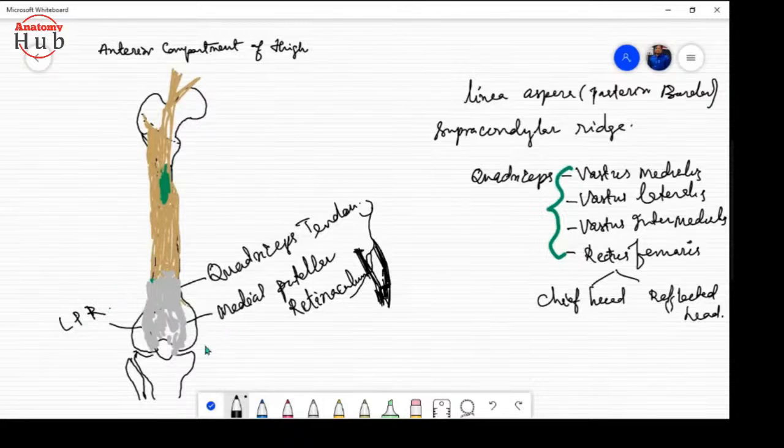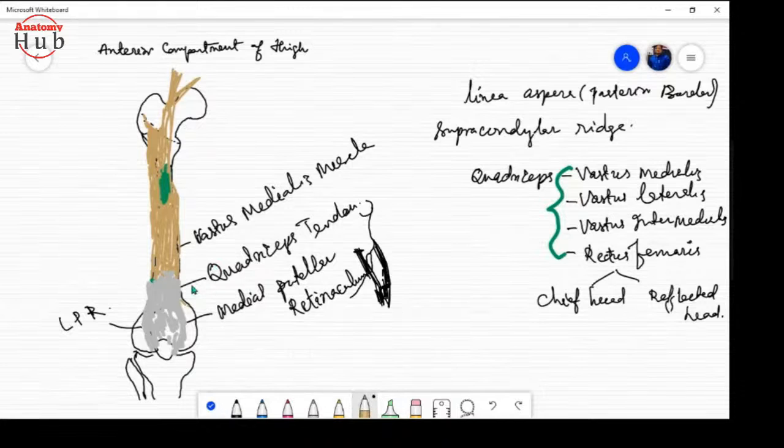So here again another thing you have to remember: the medial patellar retinaculum, this is the tendon, and this tendon is more concerned with the vastus medialis muscle. So this is your what? Vastus medialis muscle. So this tendon, vastus medialis tendon, means the medial patellar retinaculum and the quadriceps tendon.